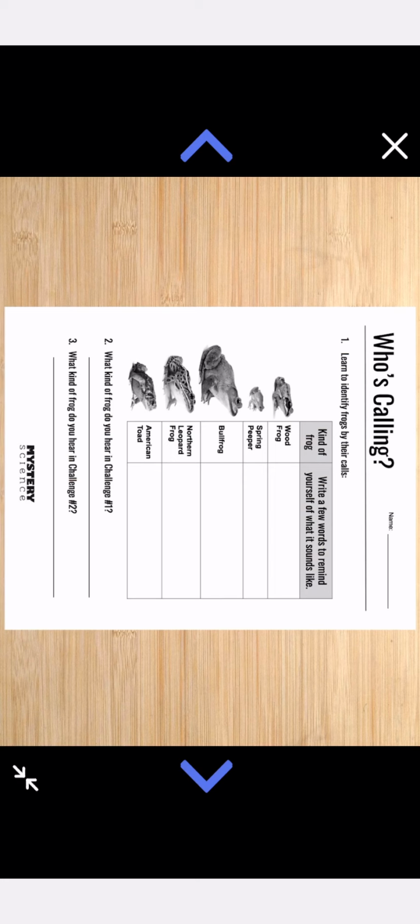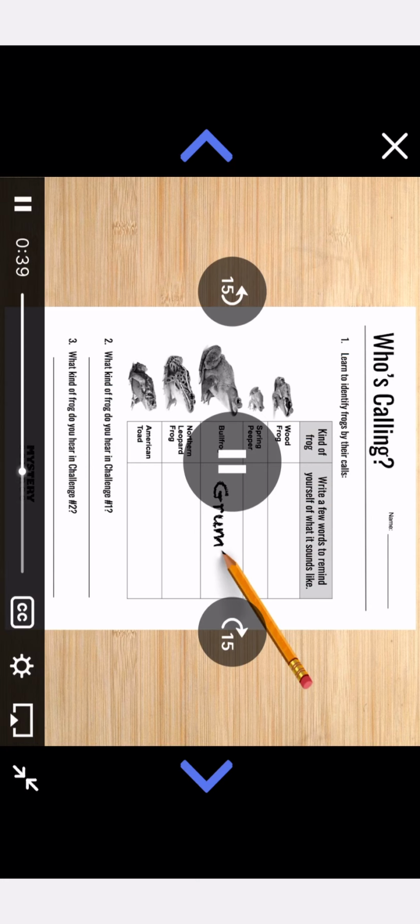You're going to listen to 5 different frogs. Each time you hear a frog call, you'll write down a couple of words to help you remember the sound. Okay, so I need you to grab a piece of paper or the back of an envelope. You're not going to turn this in. This is just something you're going to do for the activity.